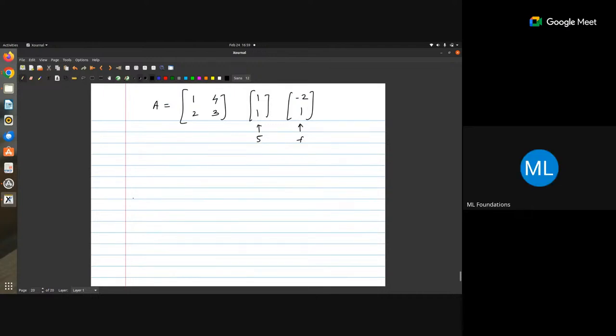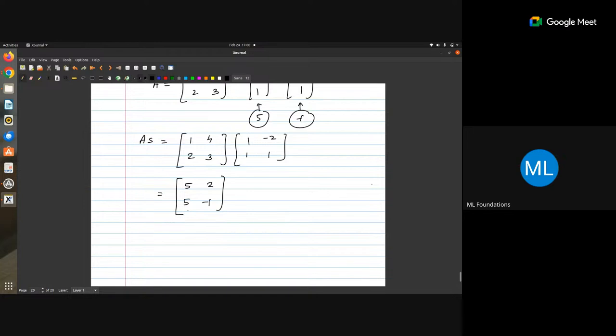Fine. Okay. So suppose I do A into S, what is it? A is 1, 4, 2, 3. S is 1, 1, minus 2, 1. We'll do the calculations. It will be 5, 5 and 2, minus 1, right? So you can see here that this 5 belongs to this eigenvalue and this minus 1 is here, but it's fine.